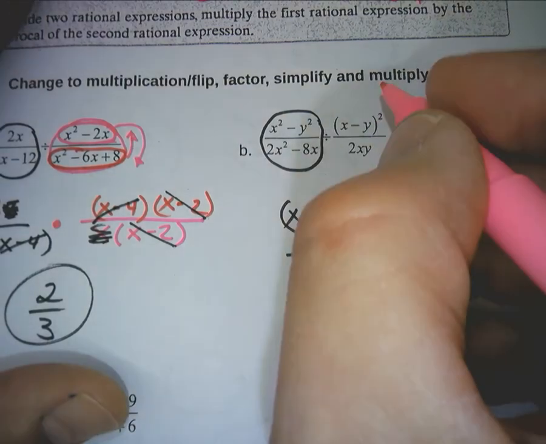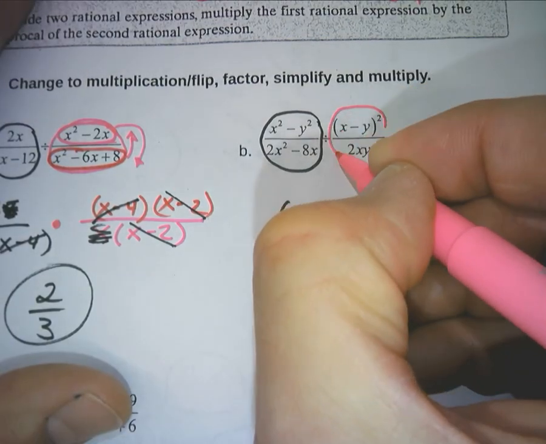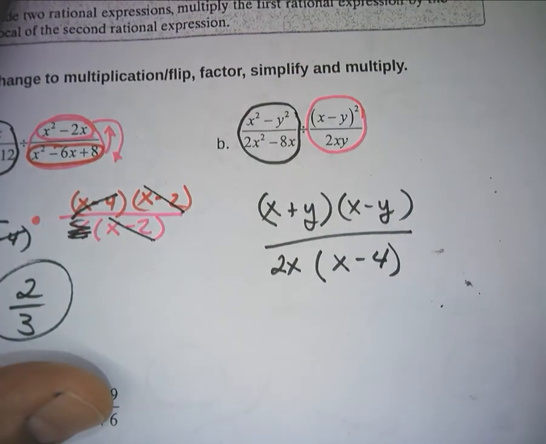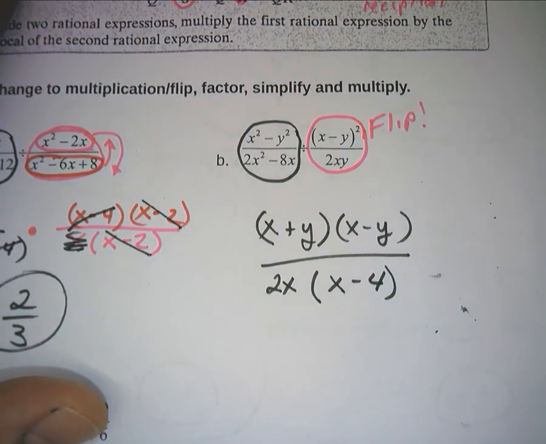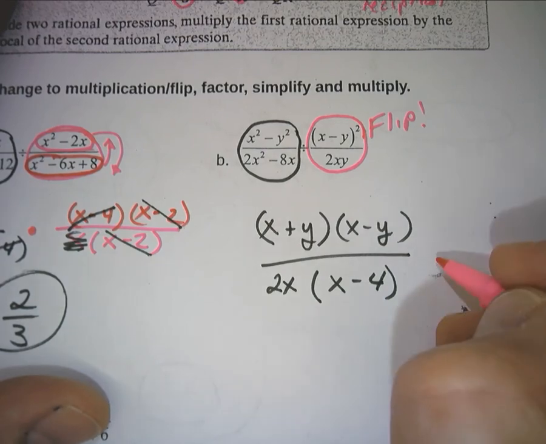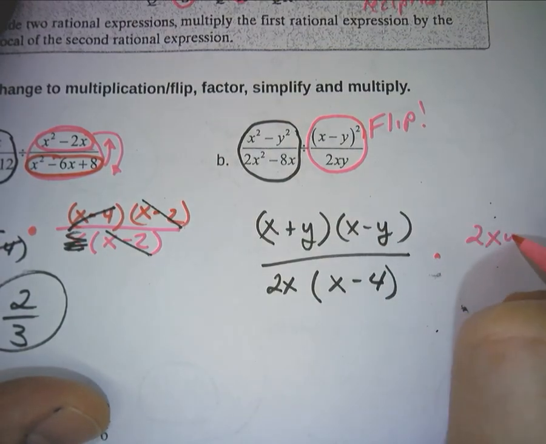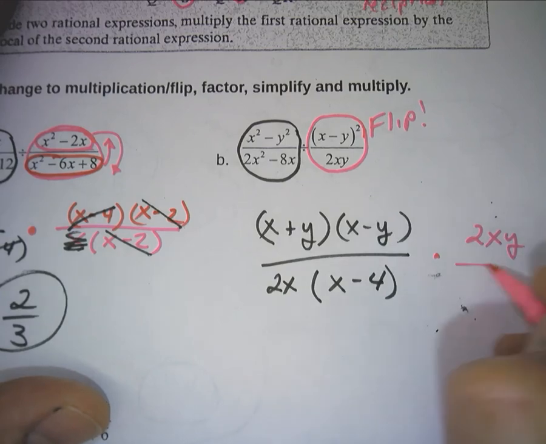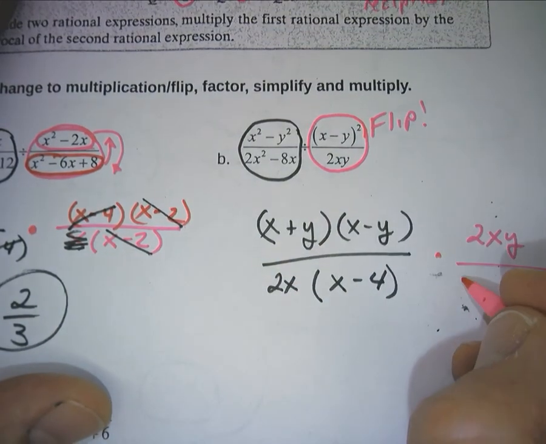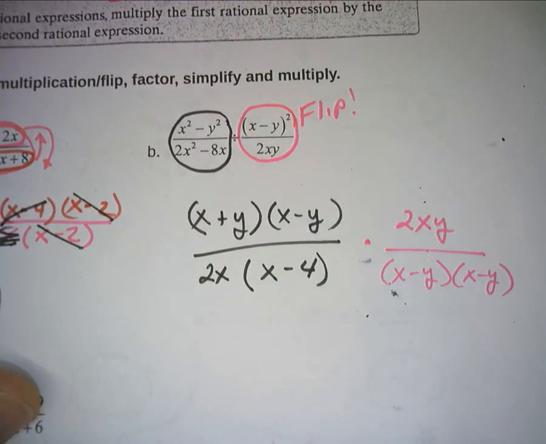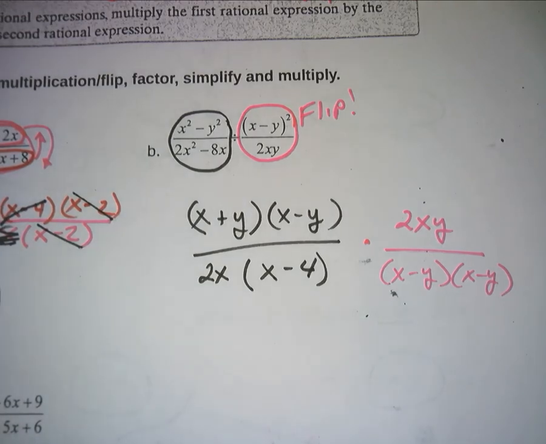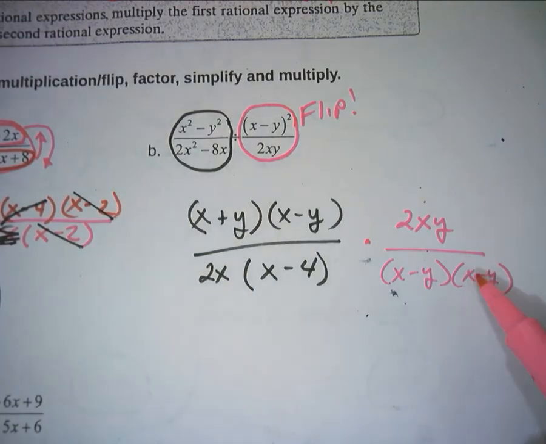All right. Last but not least, I'm going to take this guy and flip. So I'm flipping this guy. There's nothing I have to factor. So the 2xy doesn't factor, it goes on top now. And x minus y squared, if you want to, you could write it like this, x minus y, x minus y. So you don't have to do that, but that just gives you the idea visually what's going on.